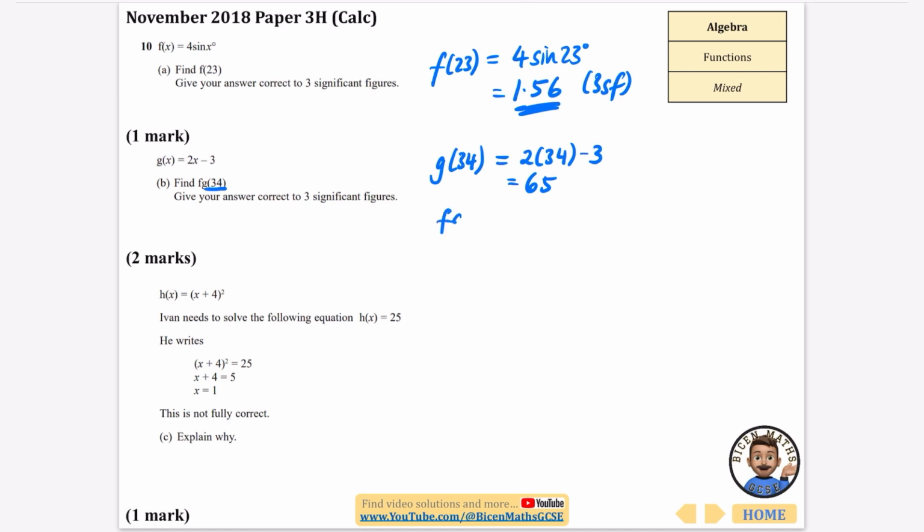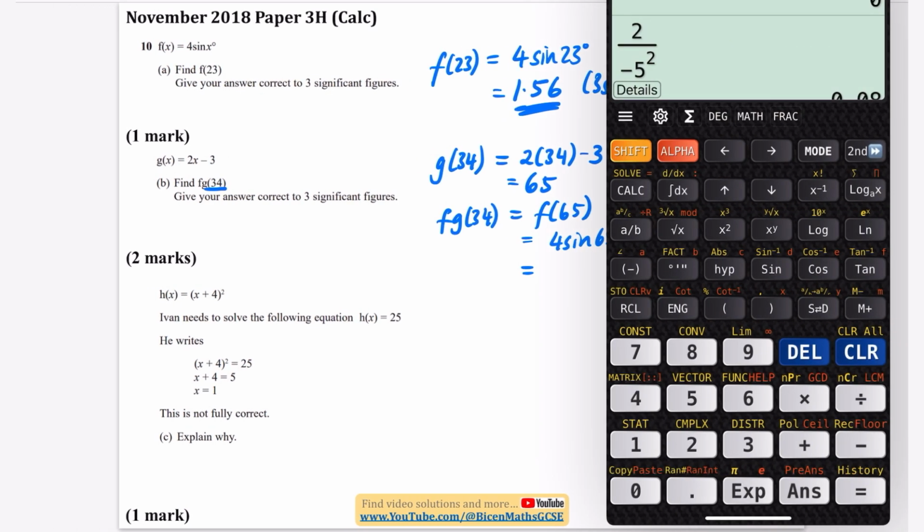So this means that f of g of 34 is actually saying just put 65 inside f. So that's going to be 4 sine of 65 degrees. I'm going to type that on the calculator and give it to 3 significant figures. I'm going to put it underneath here though, so I've got enough space. So I'm going to do 4 sine 65, 4 sine 65, and that's 3.63.